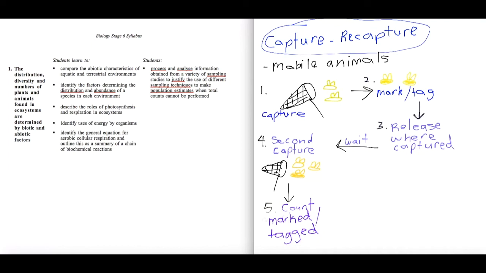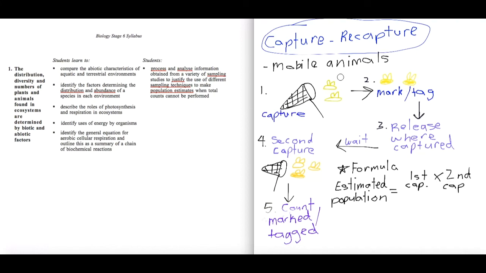Now, after performing these steps, there's a formula to be used to calculate the estimated population. So in this case, the estimated population of bees from this area. So the formula is estimated population is equal to the number of bees in your first capture. So in this case, it would be 2, times by the number of bees in your second capture. So the total number of bees, which would be 3.